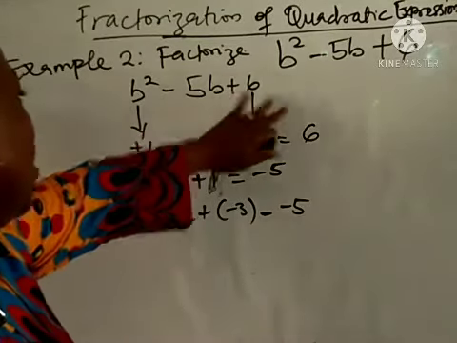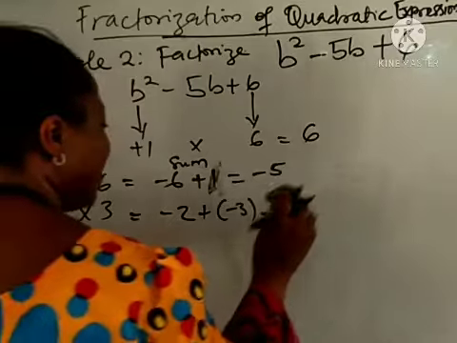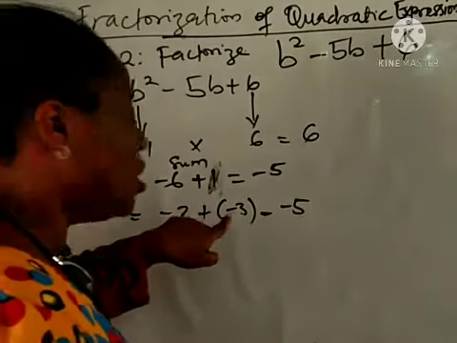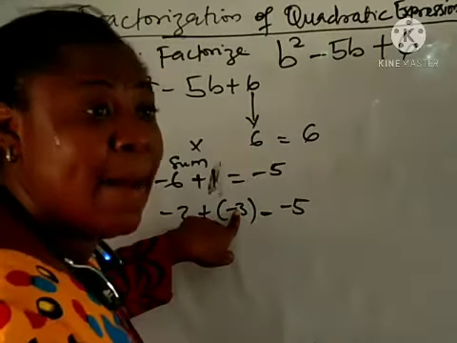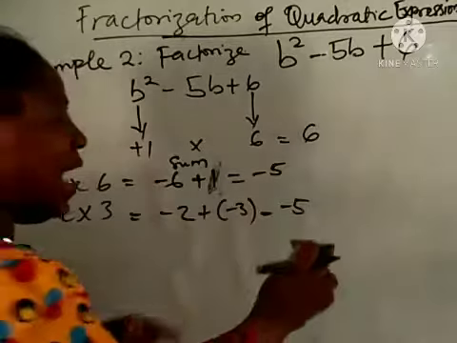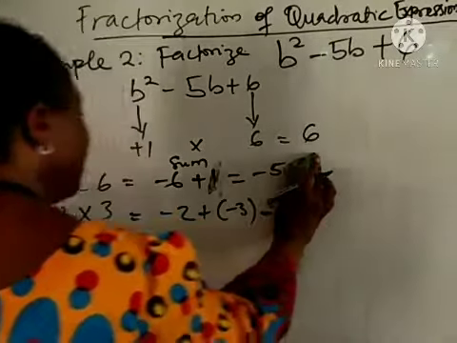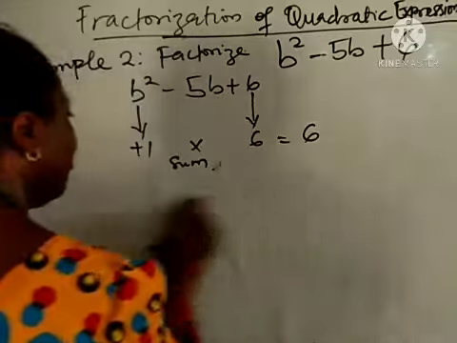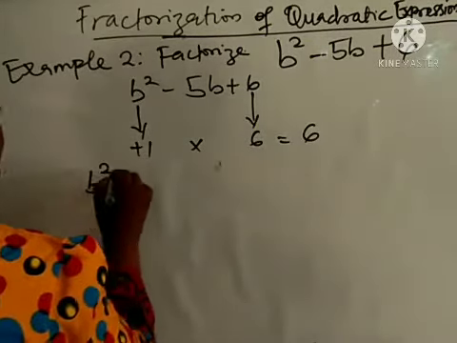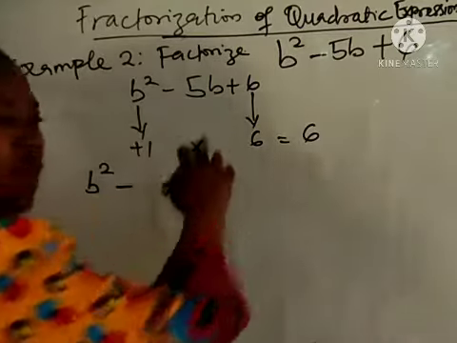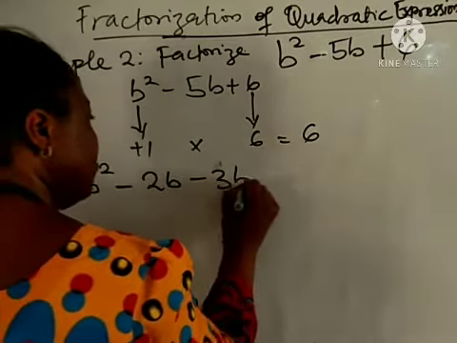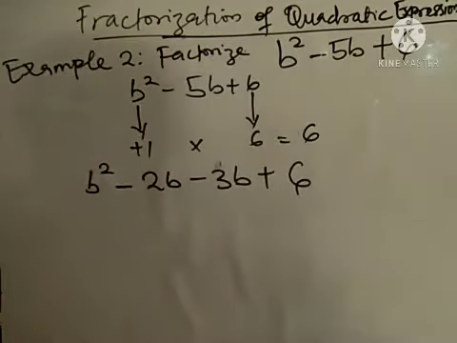So now it depends on the one we are going to fix in. Anyone we fix in, as long as we have the same bracket. So we have minus 6 plus 1, and we have minus 2 and minus 3. Let's pick minus 2 and minus 3. So we now have b squared. Instead of putting minus 5b, I've told you we put minus 2b minus 3b plus 6.